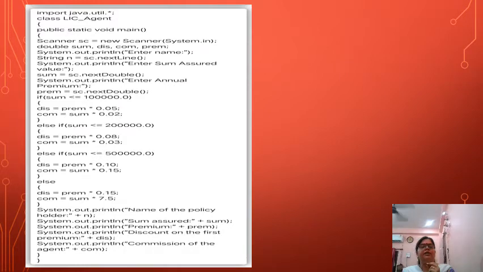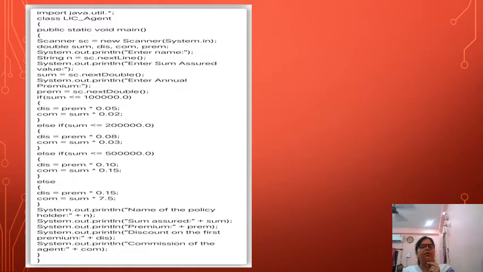This has been done with the scanner program, class LIC agent. We have here the inputs: sum, discount, commission, and premium, all double. So we have here enter name, and then sum assured value, and then annual premium. Now we have checked if sum is less than or equal to this much amount, then premium will be this much and commission will be this, then discount will be this much and commission will be this much. Else if sum is this amount, then the premium will be this, else if the sum is this amount, the premium will be this, and lastly else.